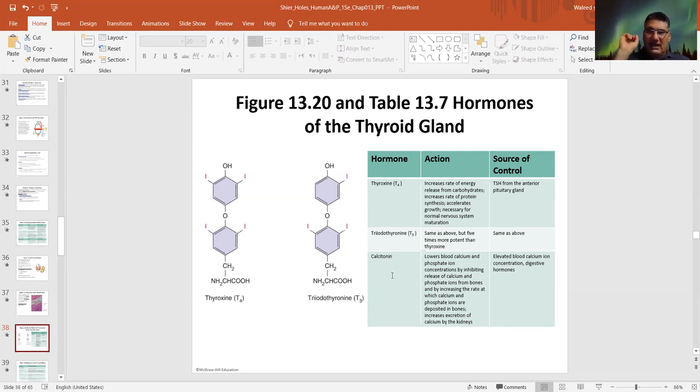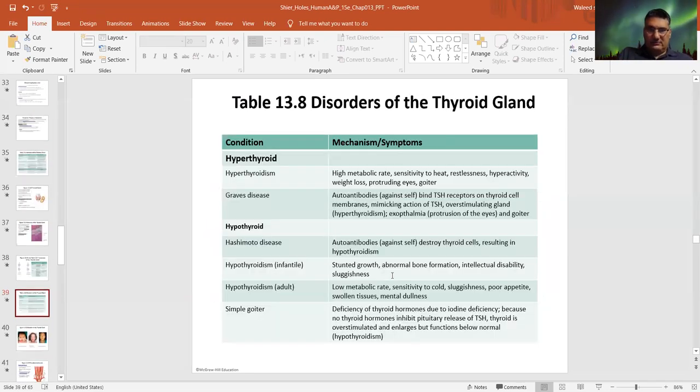What else? Increase the kidney secretion of calcium in the urine. So now you take it from the blood, lose it in the urine. So you take it from the blood to the bone to store it. You take it from the blood to the urine to lose it. In both cases, calcium level goes down. And this is calcitonin.